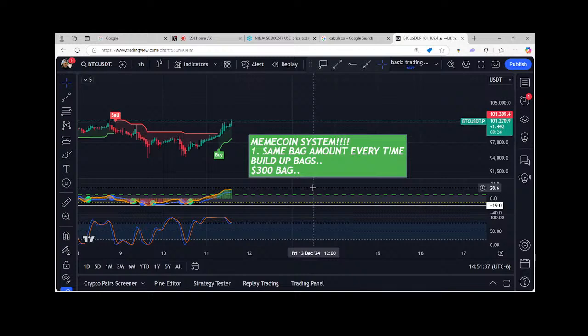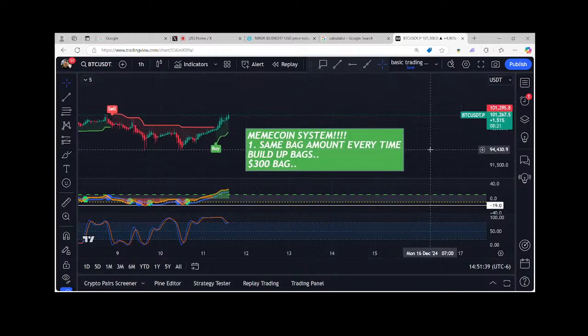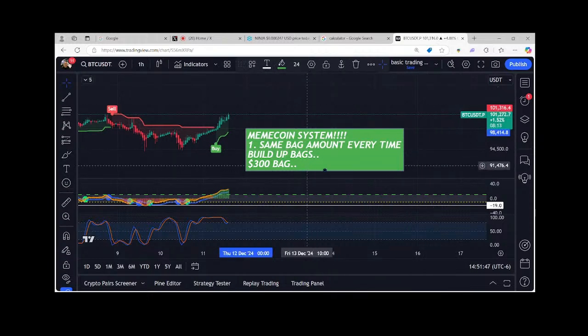Perfect. Okay, so this is just the meme coin system, right? And this is just a trading system. It's very simple. Same bag amount every time. Build up your bags, right? So say you have 300 bucks you're starting off with, right?